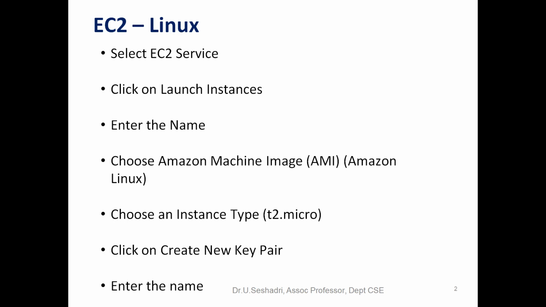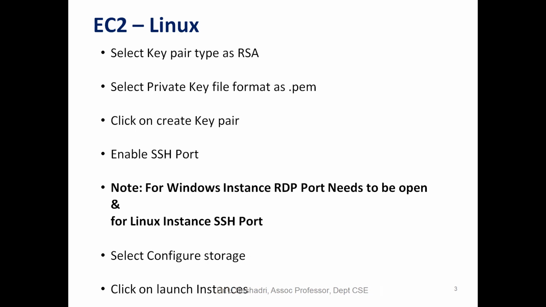After that, if existing key pairs are already there, we can select an existing key pair. Otherwise, we can create a new key pair also. For creating a new key pair, we enter the name of the key pair. We select the key pair type RSA. We save that private key in .pem file format. We click on create key pair.